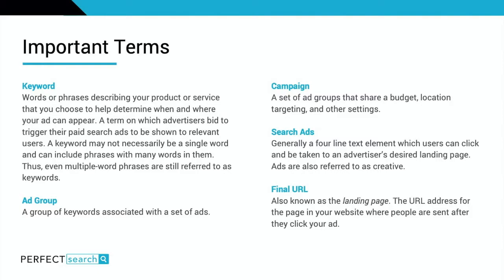Ad group is just a group of keywords associated with a set of ads. The campaign is just a set of ad groups that share a budget, location targeting, and other settings. The search ads, which we'll dive into a little bit later, are the text ads that show above the organic results that a user can click on to then go to your landing page. And then the final URL, also known as the landing page, is just where you decide to send users after they click on your ad.